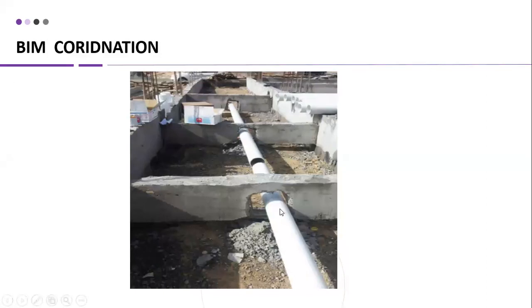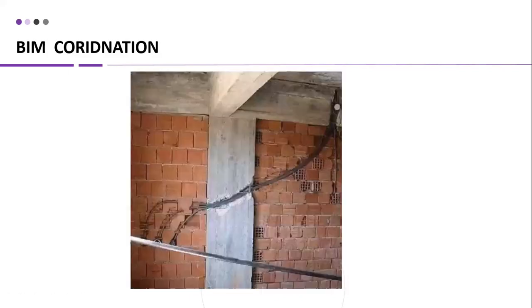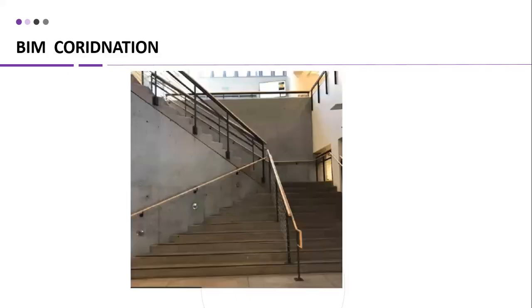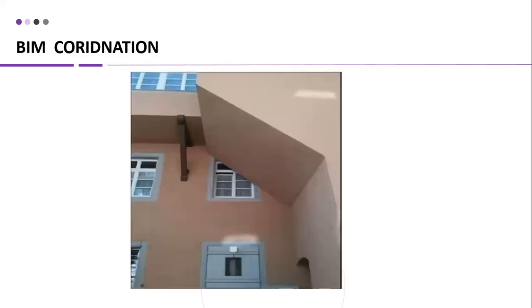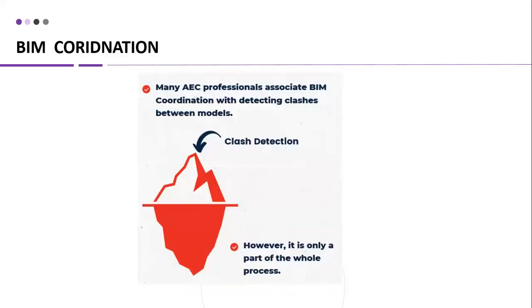These are the plinth beams, or beams. The pipe is penetrating; either it should go above or it should go below. Here you can see they cut the column. The staircase is not properly designed. Here you can see how this staircase is looking. So this is coordination.